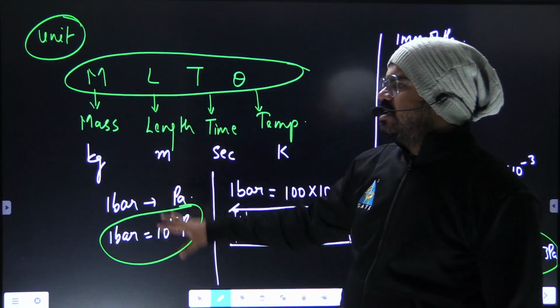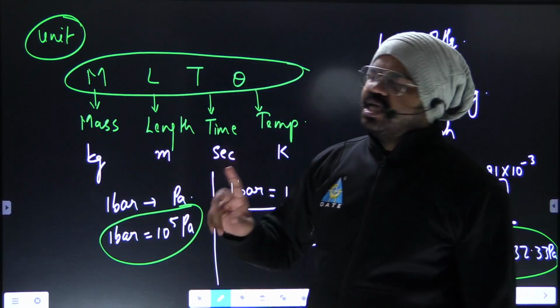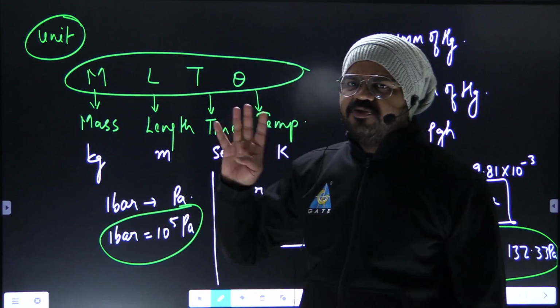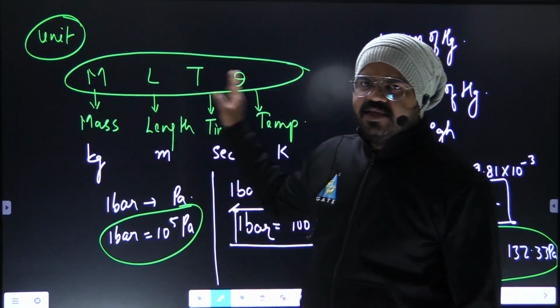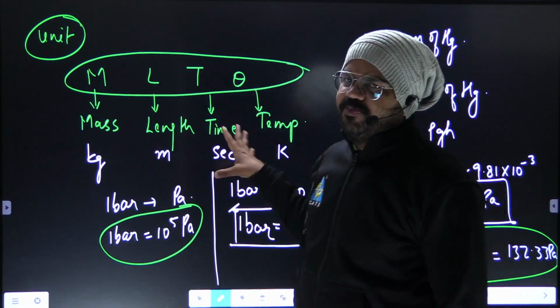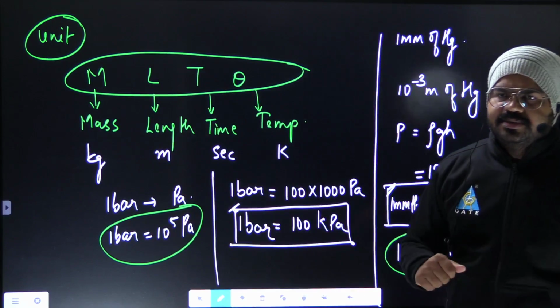Always in mechanical engineering, all the units are manifestations of these four terms only. And in mechanics, only these three. Even temperature doesn't come. In the thermal part, temperature comes into the picture. I hope it is clear, right?